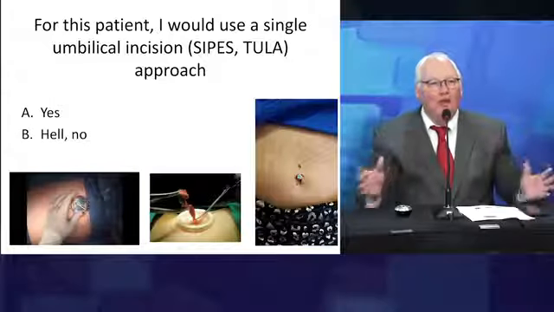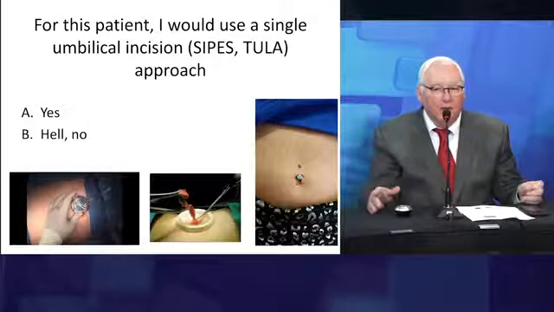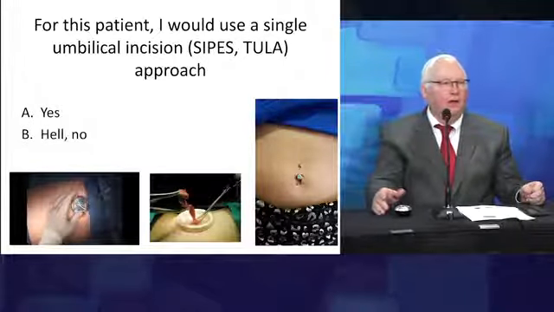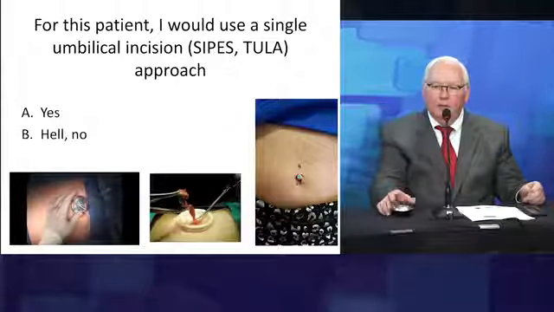One option that you didn't have on there, and I'm shocked, is SILS. Or forget all that other stuff, would you have done a single site approach, either the SIPES, which is the bottom left picture, or a TULA, which is where you pull the appendix out of the umbilicus and do an appendectomy on the outside.